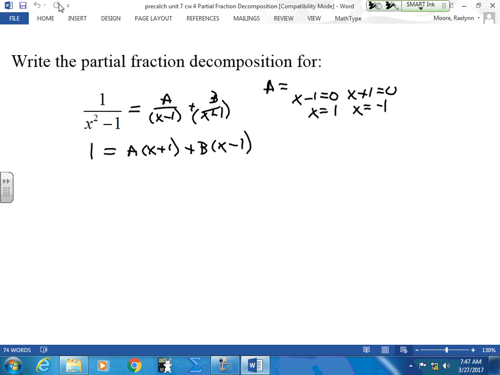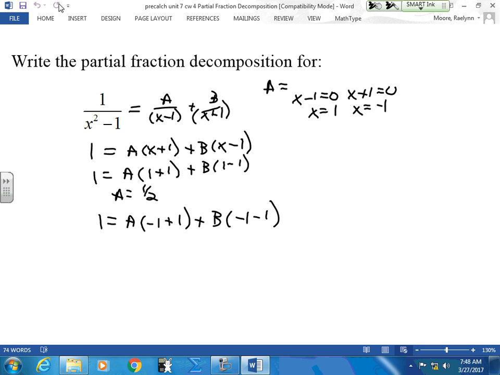So we're going to plug these guys in. So what's A equal to? 1/2. That's fine. And then we'll do the other guy. And this is going to come out, and what's B equal to? Negative 1/2. Okay? Now, we plug these back in.